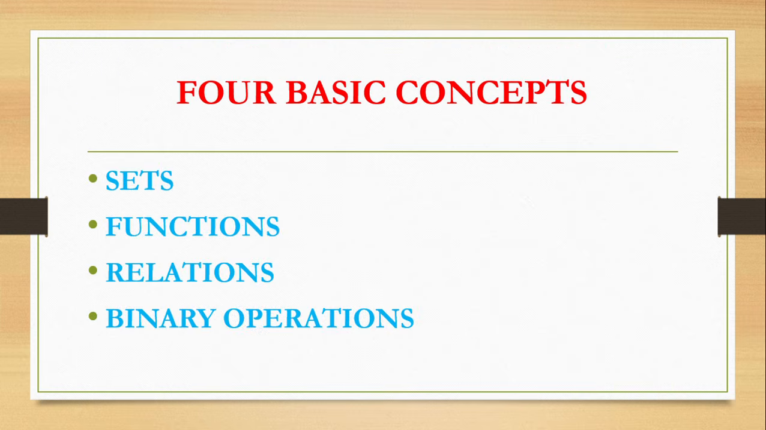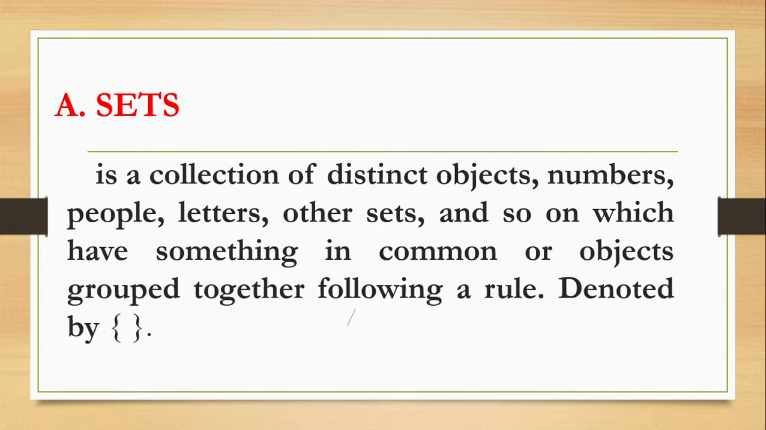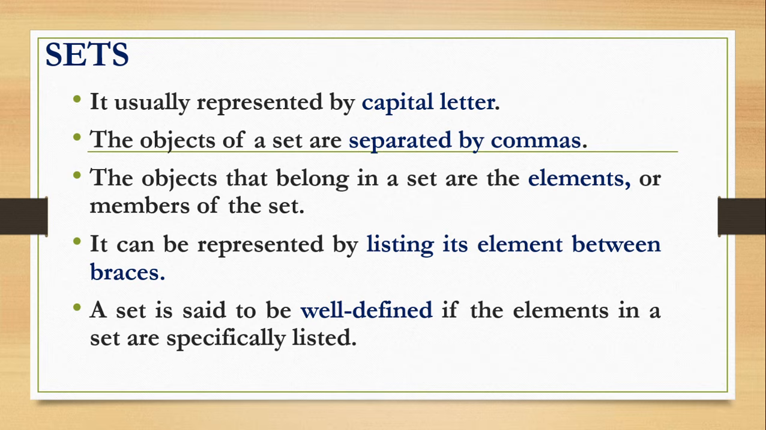So we have the four basic concepts. First, sets, functions, relations, and binary operations. Sets. Ano nga ba ang sets? Sabi diyan, a set is a collection of distinct objects, numbers, people, letters, other sets, and so on which have something in common or as objects grouped together following a rule, denoted by a brace or braces. It's usually represented by a capital letter. Sometimes the objects of a set are separated by commas.